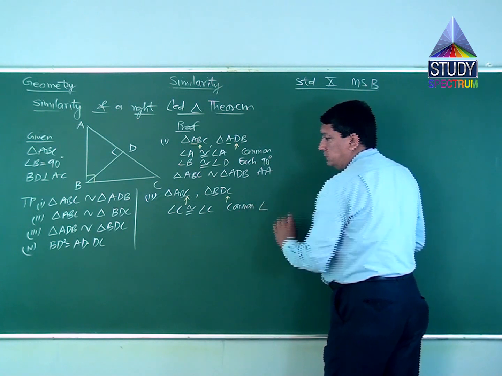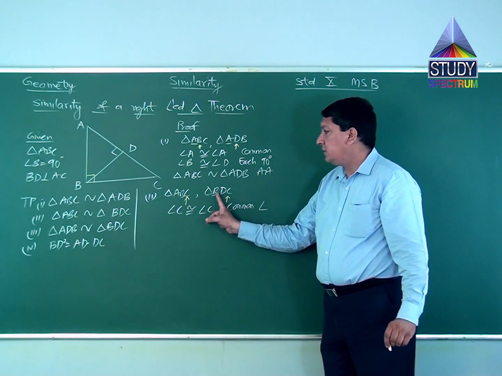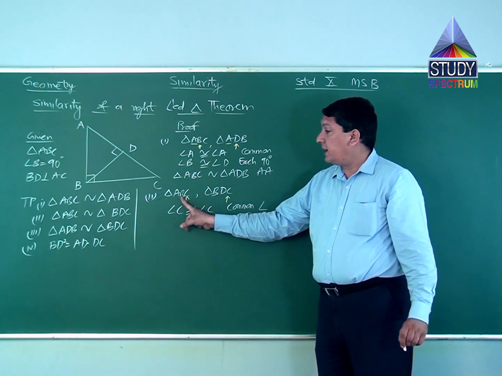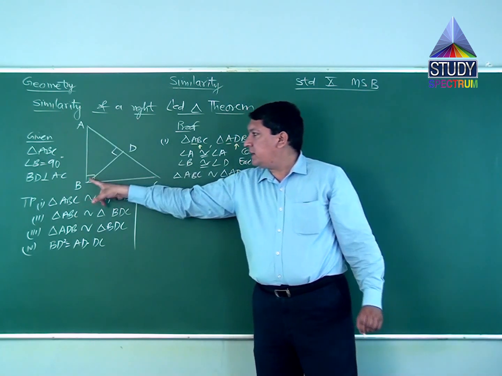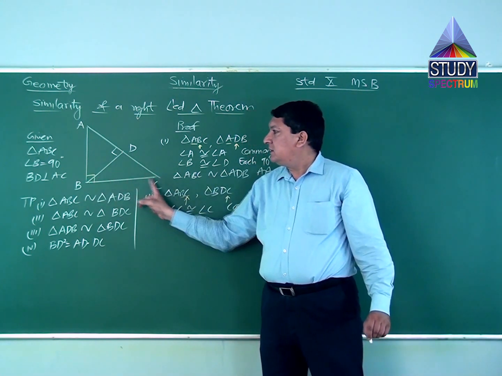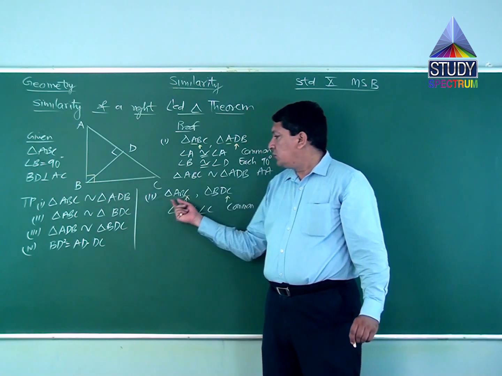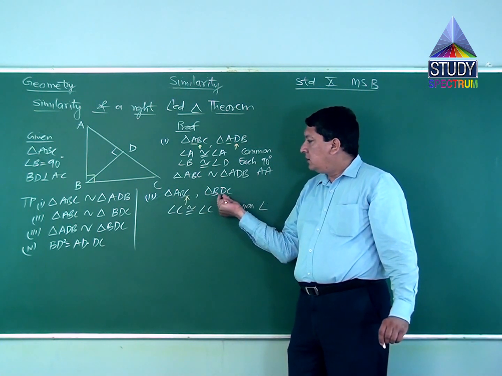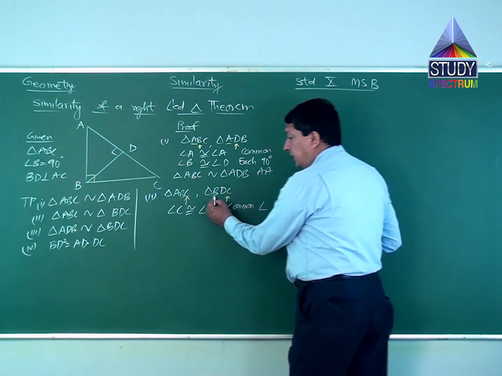Many of you must be thinking angle B is also here. But this B of triangle ABC is 90 degree. ABC, this is B for ABC. For triangle BDC, B is only this portion. So we cannot take angle ABC congruent to angle B of this triangle, right? Hope you are getting it properly.